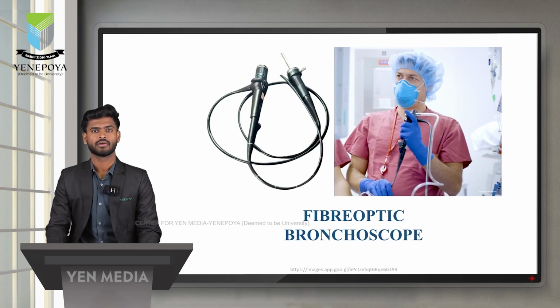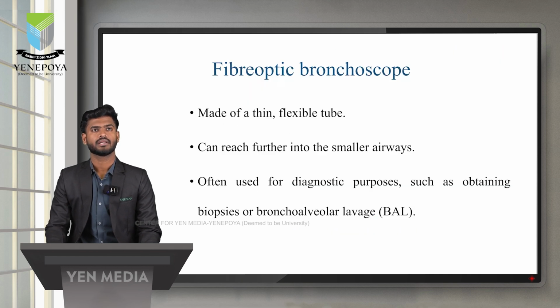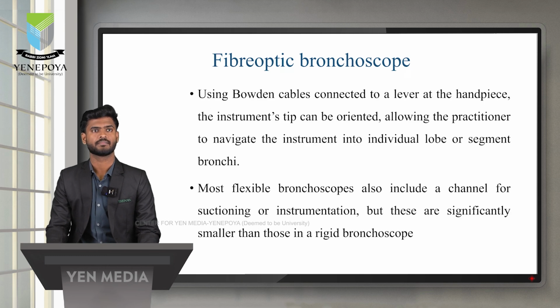Now we are going to talk about the fiber optic bronchoscope. A fiber optic bronchoscope is made of a thin and flexible tube and it can easily reach further into the smaller airways, often used for diagnostic purposes such as obtaining biopsies or bronchoalveolar lavage. Using a Bowden cable connected to a lever at the handpiece, the instrument's tip can be oriented, allowing the practitioner to navigate the instrument into the individual lobes or segmental bronchi. Most flexible bronchoscopes also include a channel for suctioning or instrumentation, but these are significantly smaller than those in a rigid bronchoscope.